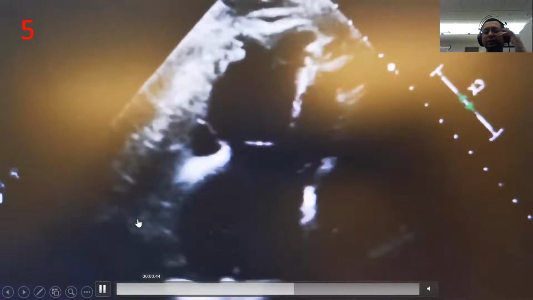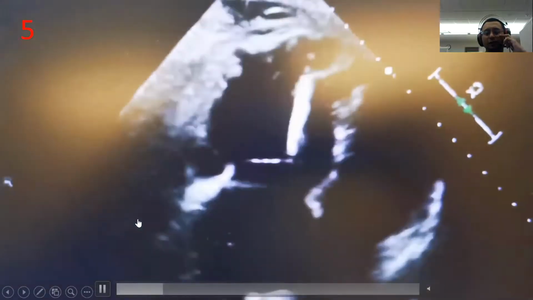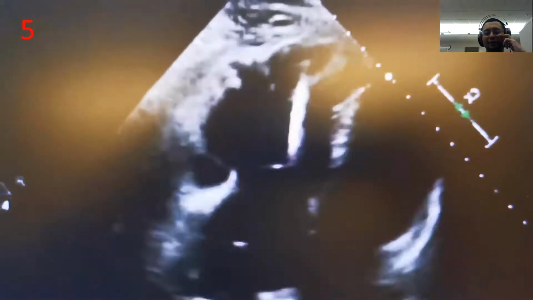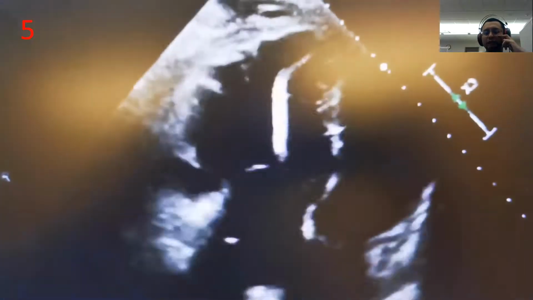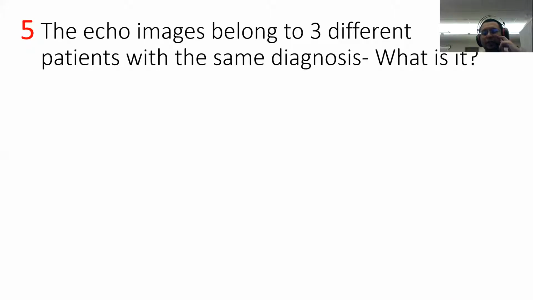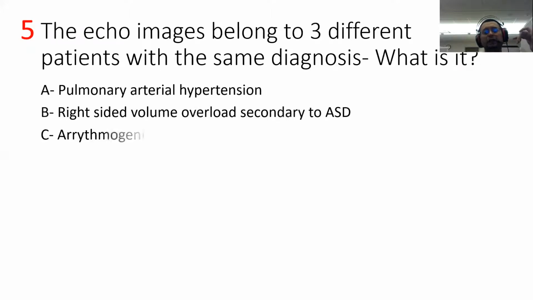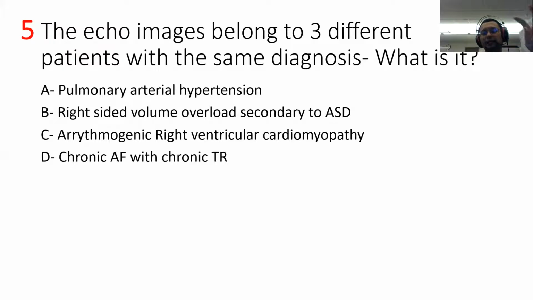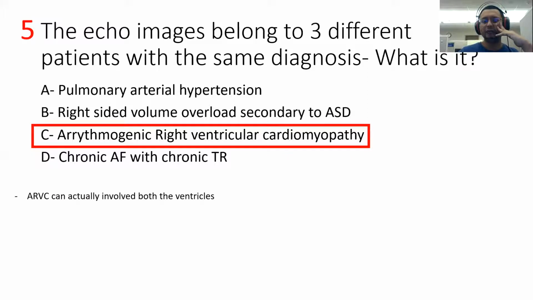What if, let's say, in the ECG you can see an epsilon wave? ARVC. Yes, this is arrhythmogenic right ventricular cardiomyopathy. That's the echo 3 patient with the same diagnosis. A lot of things can cause RV dilatation, but if you see a localized aneurysm, that is quite rare in the right side of the heart. So always think about arrhythmogenic right ventricular cardiomyopathy. This is an example of ARVC.